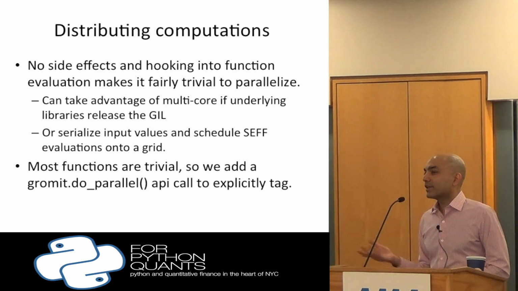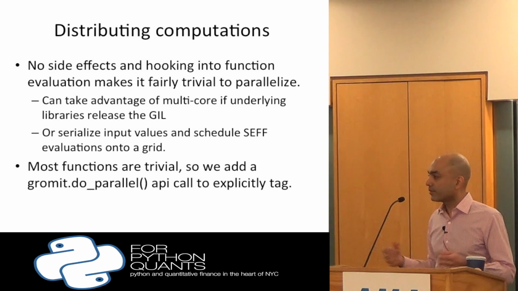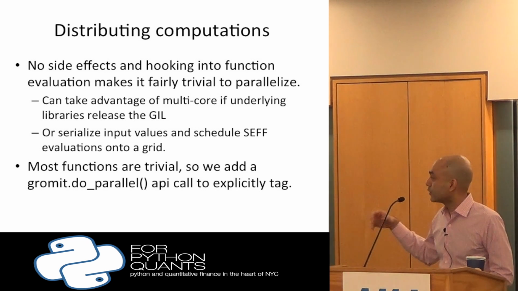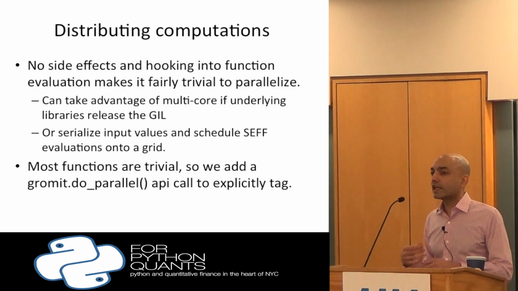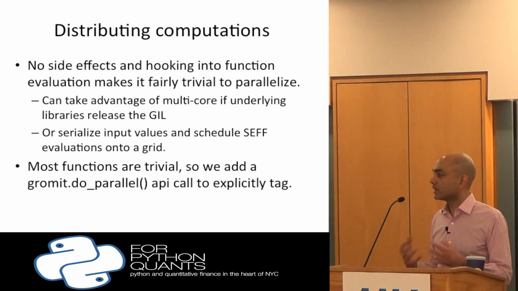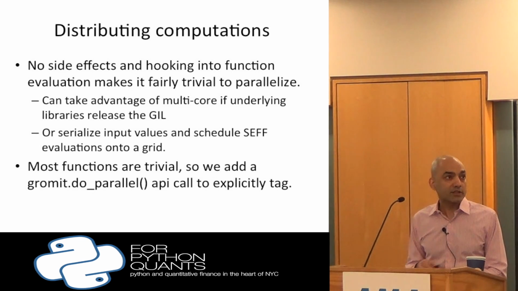So now most functions are pretty trivial, right? You saw here. So it's not very useful to distribute every function onto a grid. Maybe multi-core would help. So we also introduce a notion of a do parallel. So you don't want to take every function and schedule it off on a grid. You want to mark certain functions as being expensive enough that you want to do that. So it's just a little hint. So we can tag it.